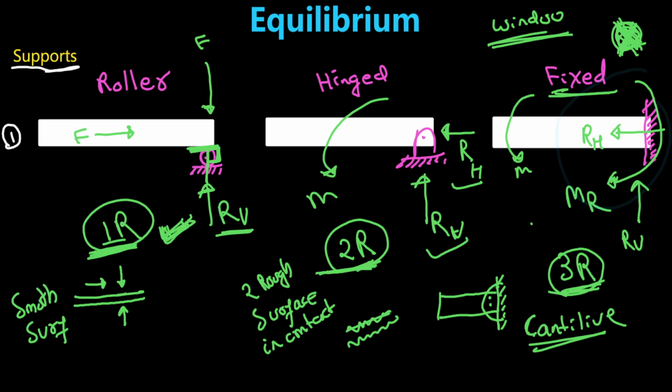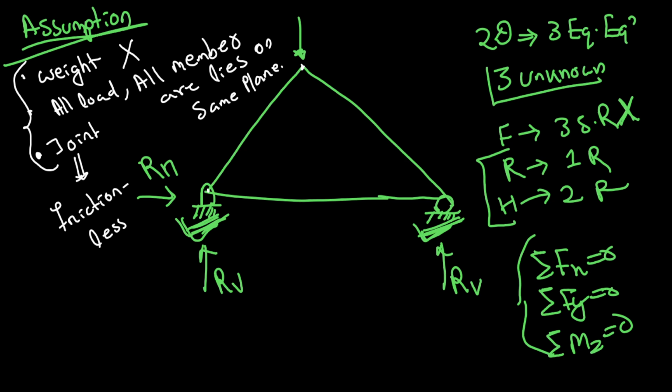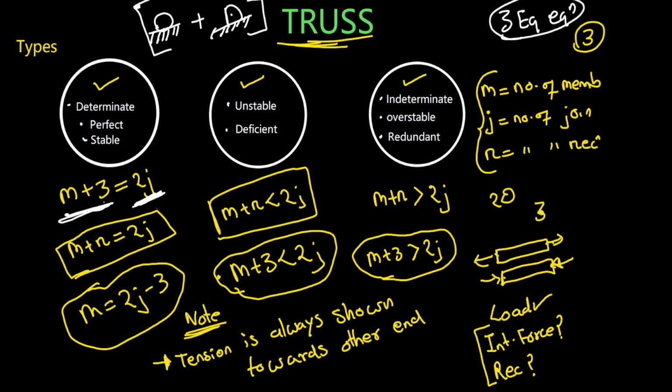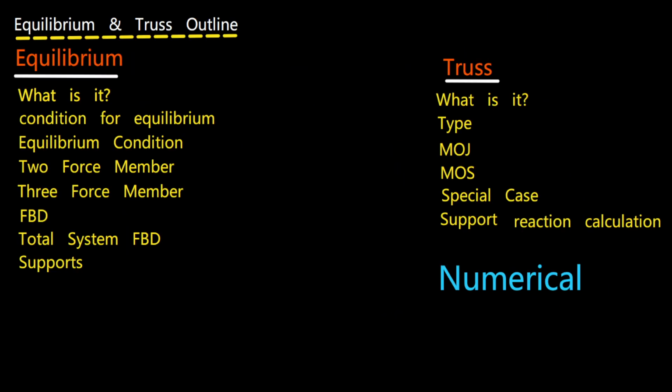After that we discussed truss. Then we discussed the assumptions: the weight of the members is neglected, all the loads and members lie on the same plane, and joints are frictionless. In the next slide, we talked about different types of conditions for stable, indeterminate and deficient truss. All these things we discussed in the last video. So in this video we are going to discuss some numericals. What are the concepts we discussed in the last section?